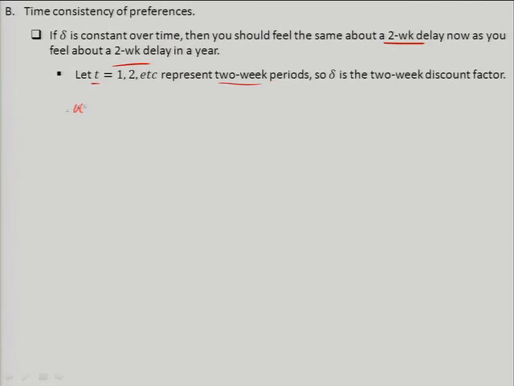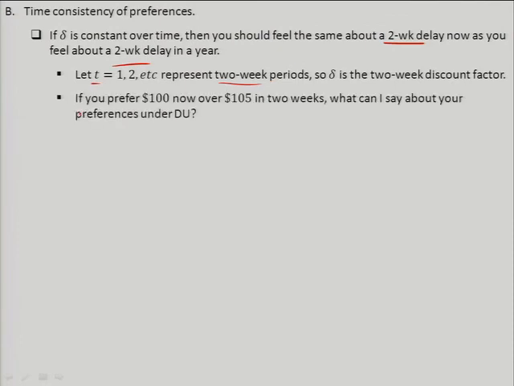If you prefer $100 now to $105 in 2 weeks, which I think a lot of you said on the first day of class, what I can say under DU is that your utility from getting $100 now is greater than your discounted utility of getting $105 in 1 period from now, right? So discounted by delta, okay? Which in turn implies that your delta is less than the ratio of these two utilities, okay?